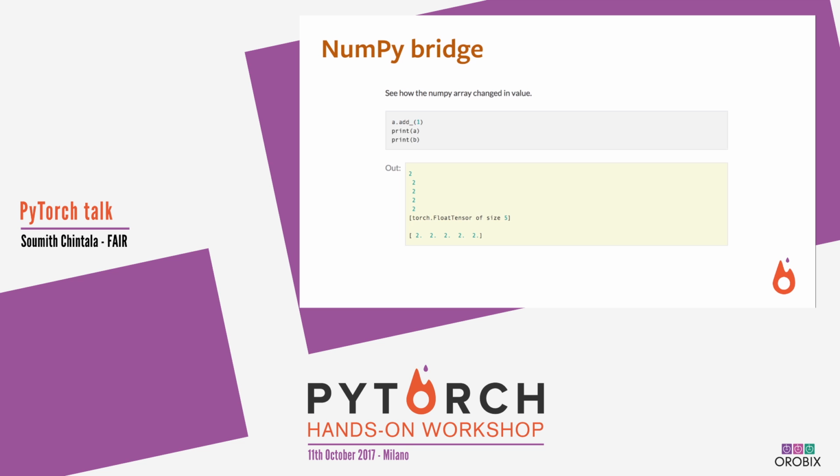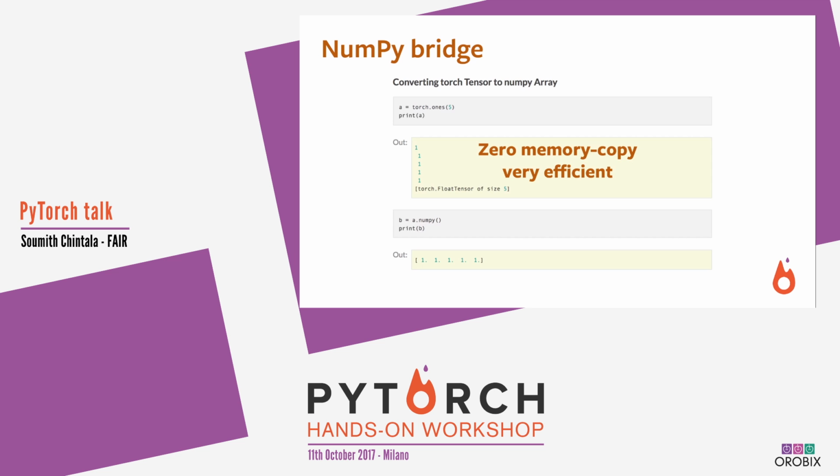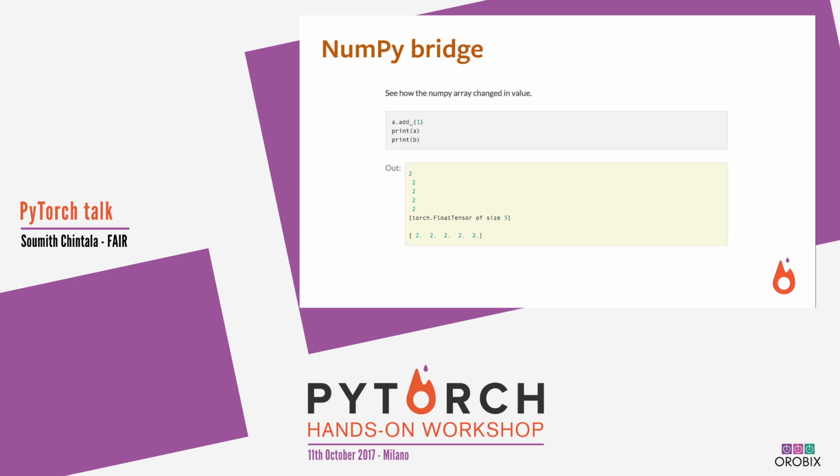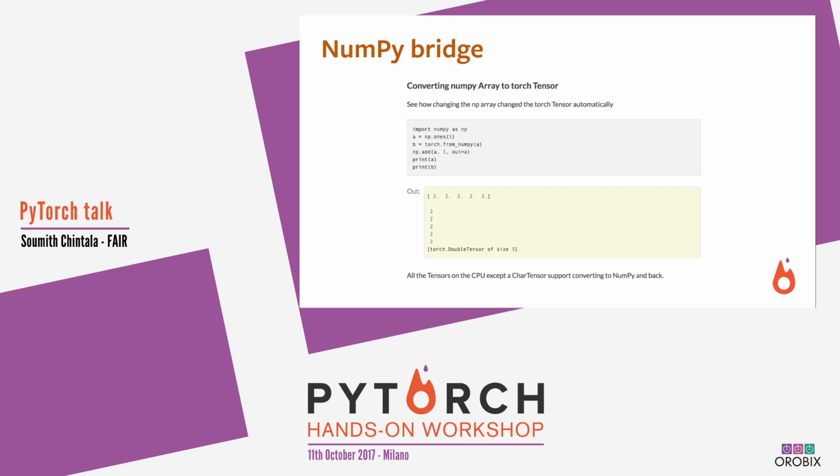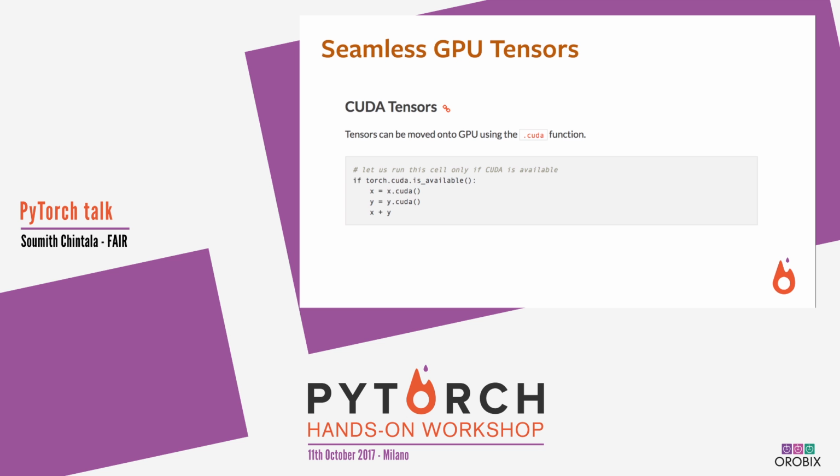As you see here as an example, A was constructed as all ones right here, and then it was converted to an array B, and then now I added 1 to A, and then I print A and B is also 2 now. Similarly, you can convert a NumPy array to a PyTorch tensor that also has this zero memory copy, extremely efficient approach. There's a function called torch.from_numpy that will let you do this conversion. We also have GPU tensors.